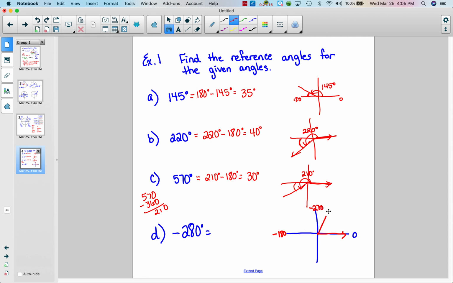I need to go a little bit more than that. So I'm talking about this angle. That would be negative 280 degrees. So I need to find this. This is my reference angle.